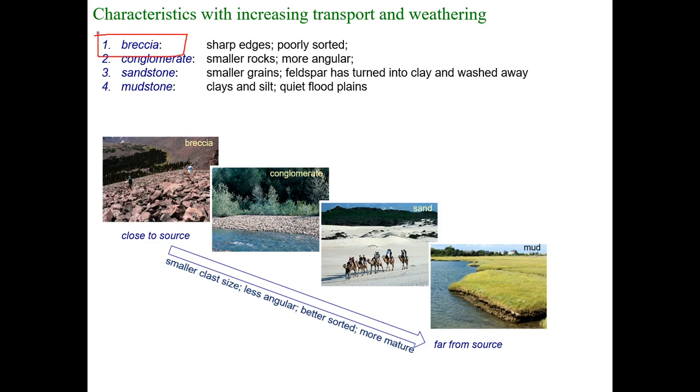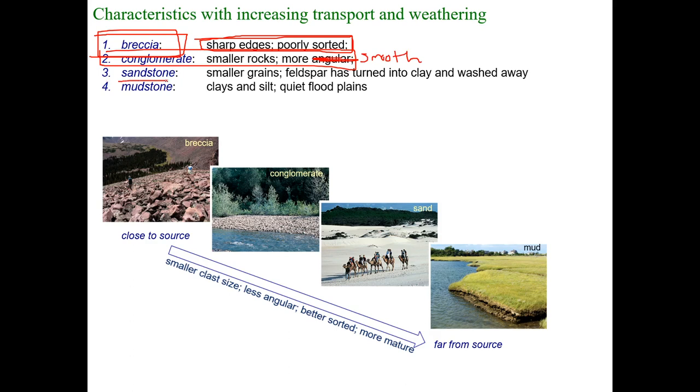Breccia is a rock that almost always forms very close to its source. It has sharp edges. It's poorly sorted, right? It's got those sharp angular edges. Conglomerate is also very poorly sorted, but the big clasts in a conglomerate are more, this really shouldn't say more angular, this should say more smooth, because conglomerate has a smoother, more spherical grain type.